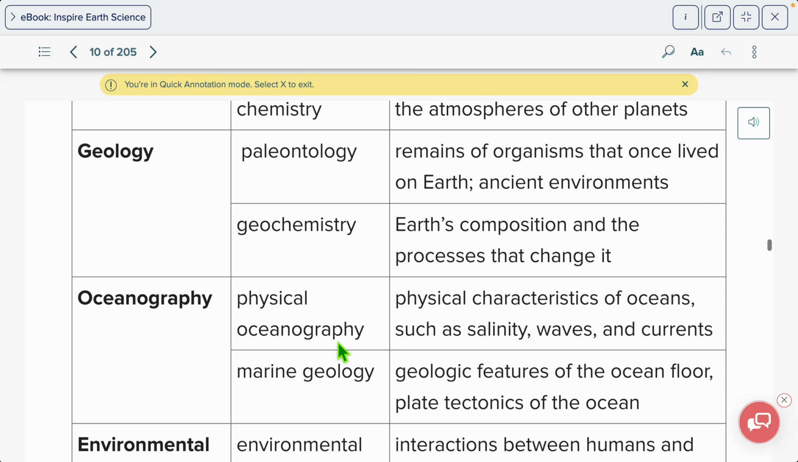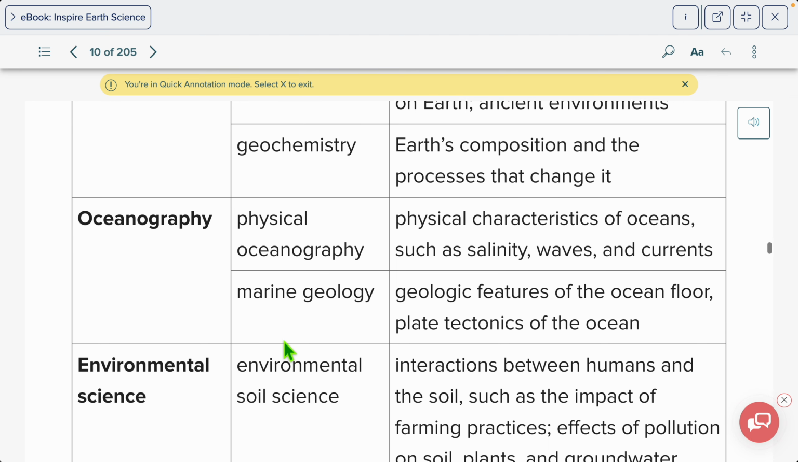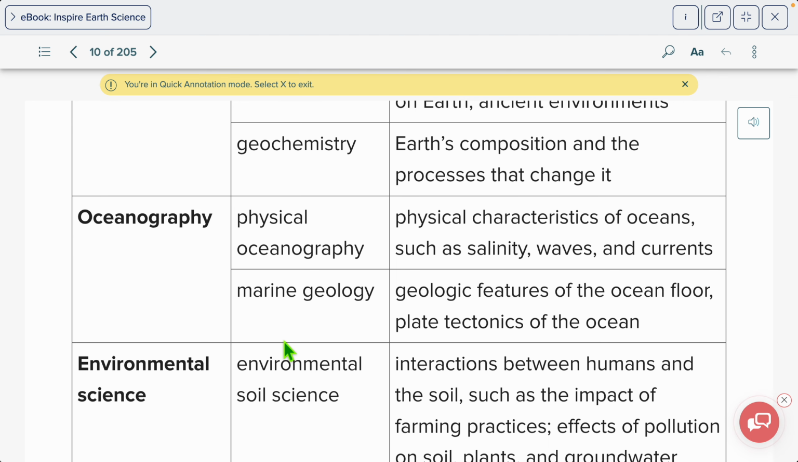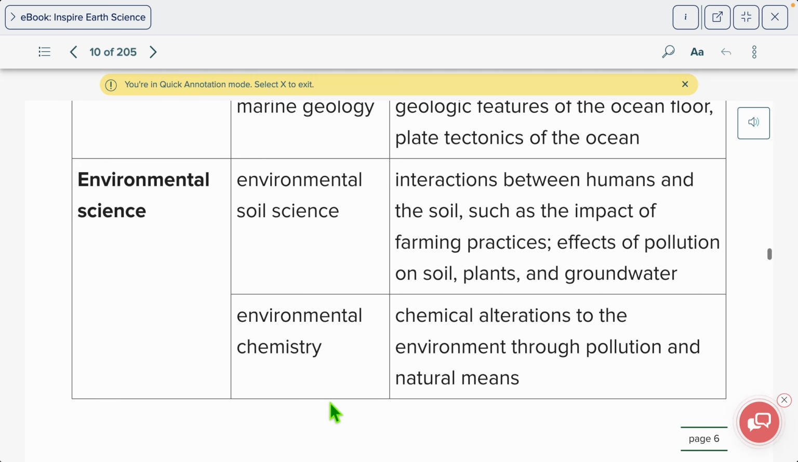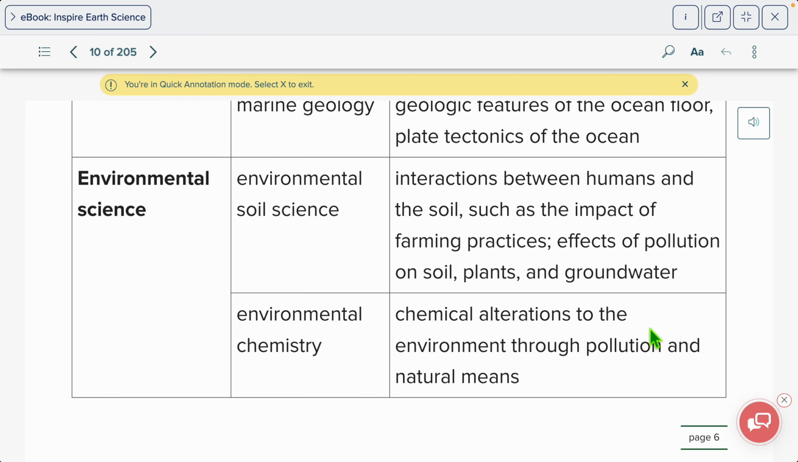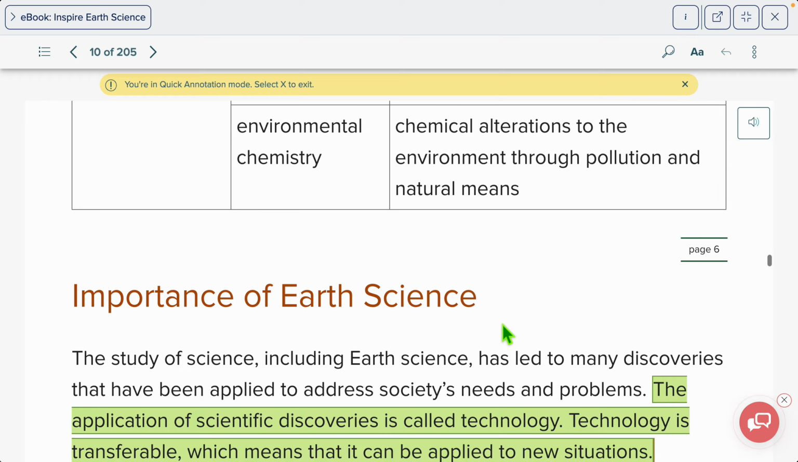And then oceanography looks at, you have physical oceanography, which looks at the physical characteristics of oceans, such as salinity, waves, currents, etc. You have marine geology, which looks at geologic features of the ocean floor, plate tectonics of the ocean, etc. We said marine biology a minute ago, which studies all the organisms, all the animals and stuff living in the oceans. Then environmental science, you have environmental soil science, which looks at interactions between humans and the soil, such as the impact of farming practices, effects of pollution on soil, plants, and groundwater, etc. You have environmental chemistry, which looks at chemical alterations to the environment through pollution and natural means, etc. So those are some of your subspecialties. There are others out there, but that's some of them.